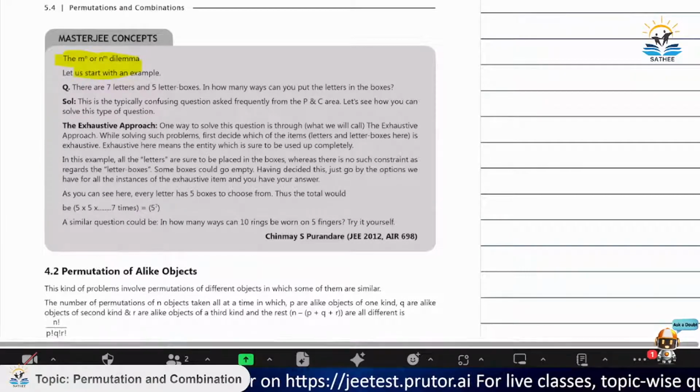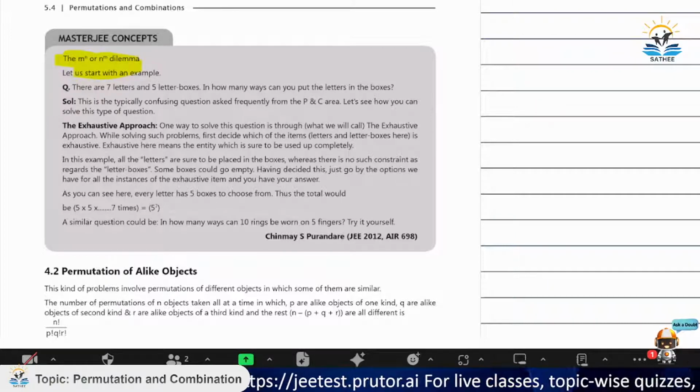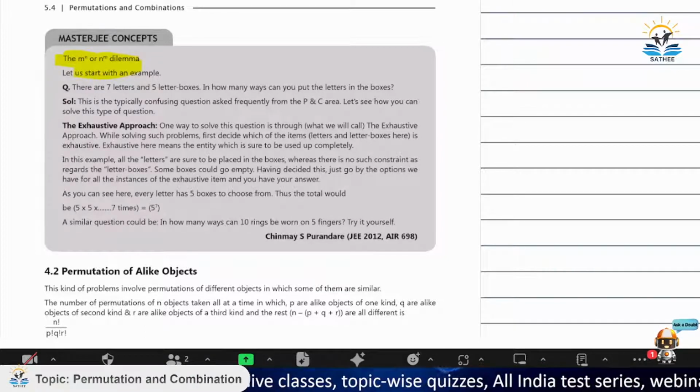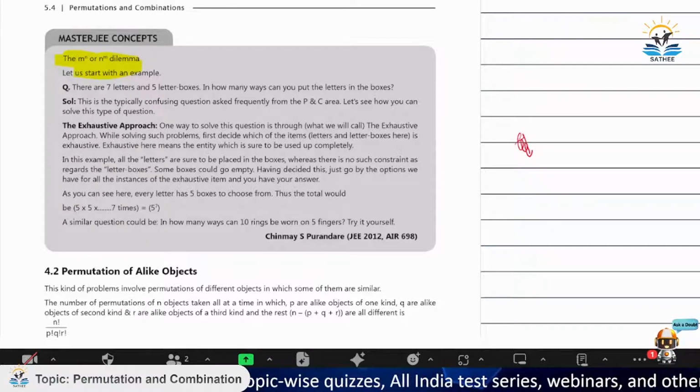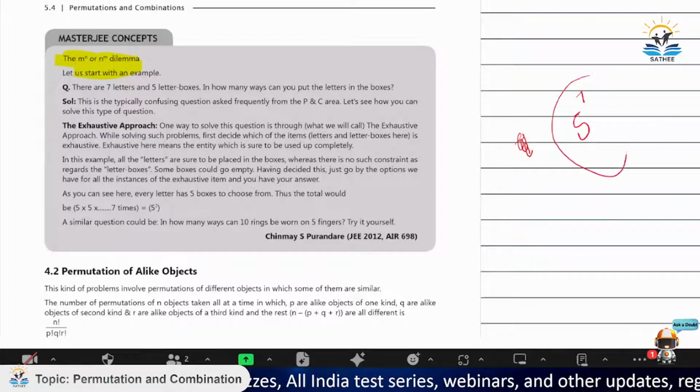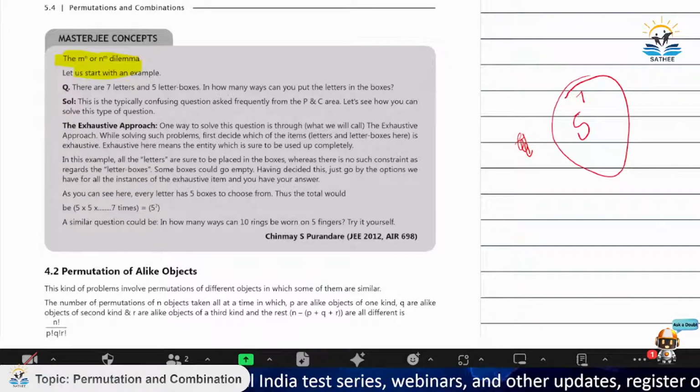There are n letters and 5 letter boxes. In how many ways can you put a letter in a letter box? तो हमारे पास हर एक लेटर के लिए कितने ऑप्शन हैं डालने के? 5 ऑप्शन हैं, तो 7 टाइम्स रिपीट होगा। राइट, एक बार अपन देखते हैं व्हाट इज द एग्जॉस्टिव, like what the person is trying to speak here.